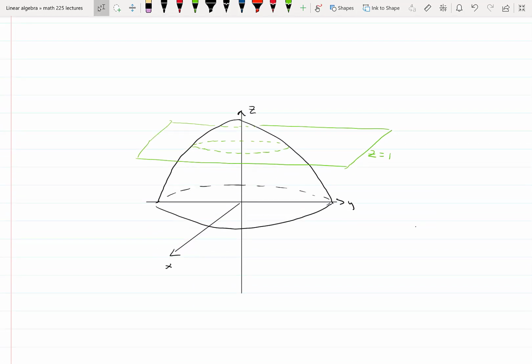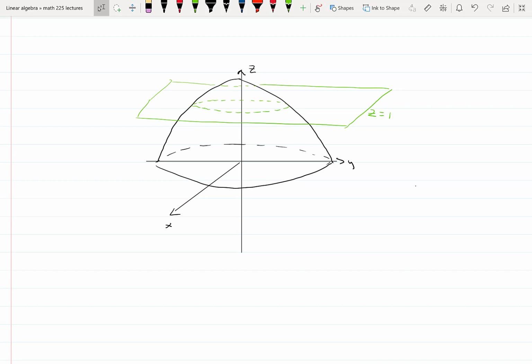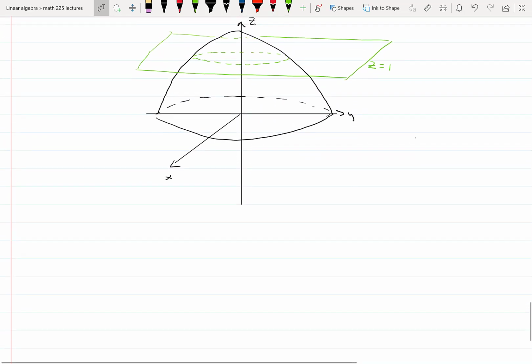So I tried to draw a little portion of the upper part of a sphere, the upper hemisphere, and there's a green plane going through it at z equals 1. This is not to scale, of course, because the radius of the sphere is 4, so the slice should take place a lot lower than this, but I kind of have to use our imagination here with my poor drawing skills.